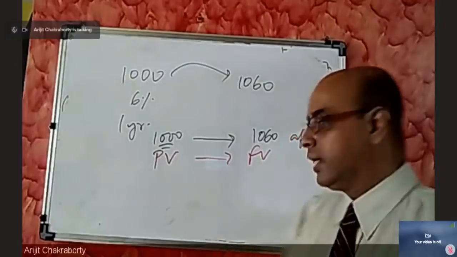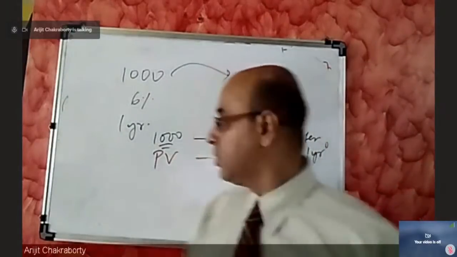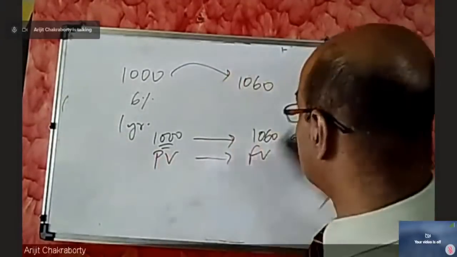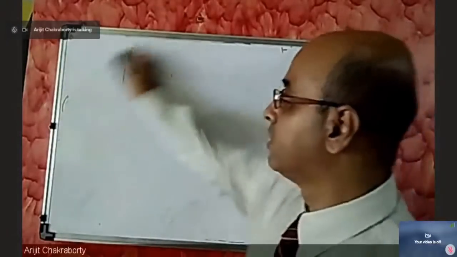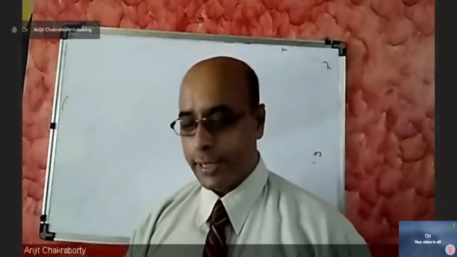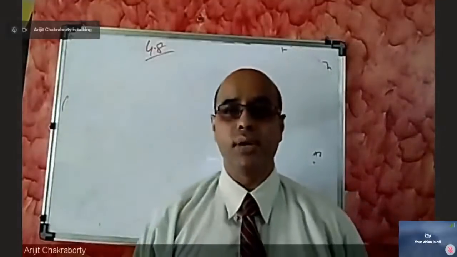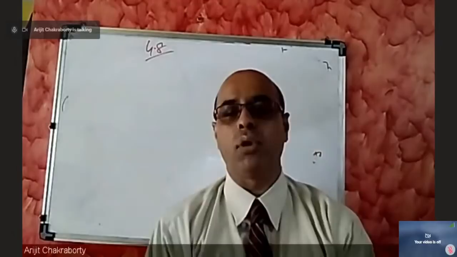Can I say this? This 1060 is the future value of 1000. So this is for simple interest. Now we'll take compound interest. Please note we are doing unit 4.8 of the study material. Once again, please keep track of the study material also as we go forward.